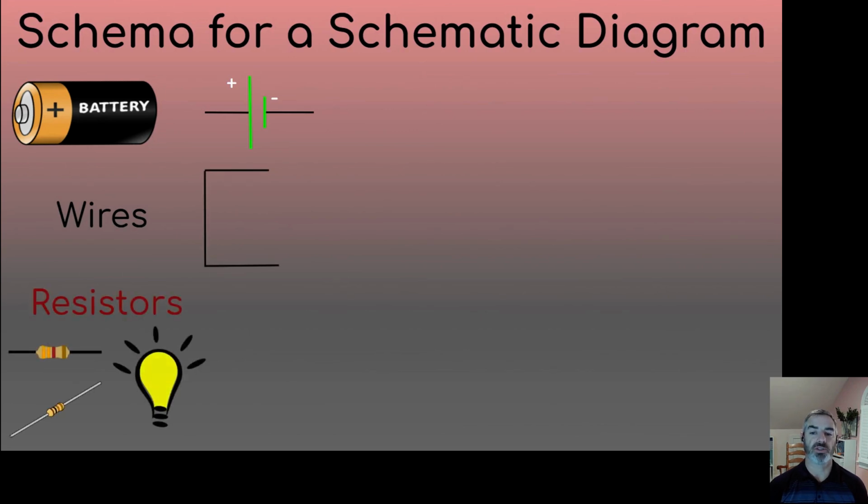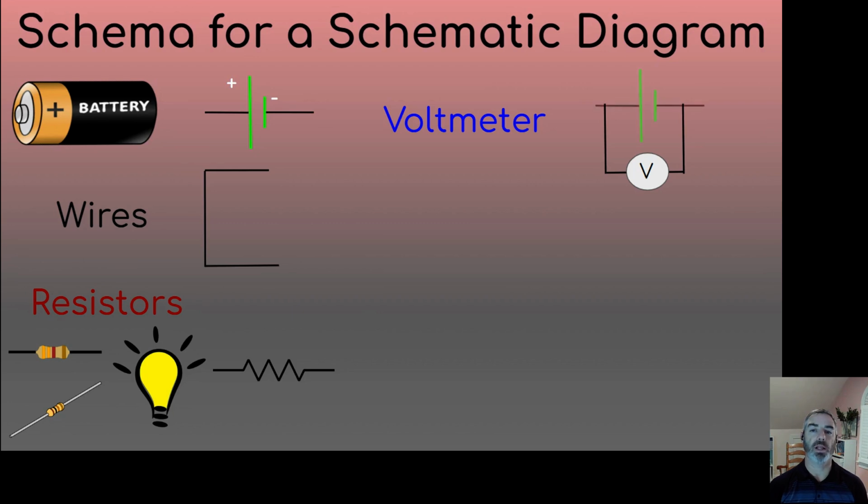Resistors, any kind of resistors that look like this, or a light bulb, is just a zigzag line. We have a voltmeter, that's a circle with a V in it, and that would measure the potential drop. It has to be set up in parallel across a battery or a resistor. An ammeter is just a circle with an A in it, and that needs to be set up in series with a resistor that we're measuring the current running through.